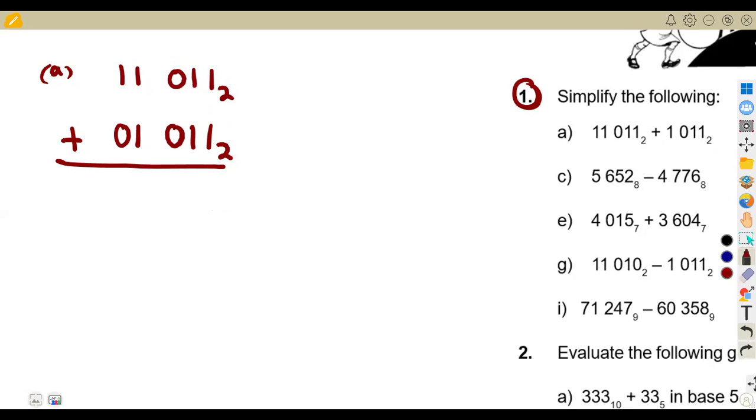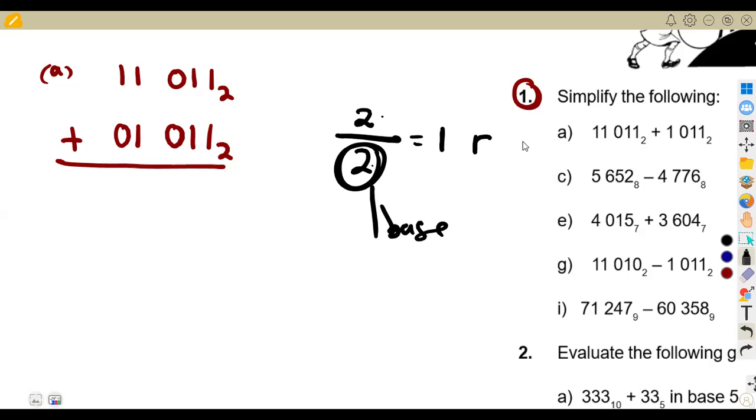So what are we going to do? Since the number is equal to the base, we divide by the base. This 2 is the base, so 2 divided by 2 is going to be 1, with a remainder of 0. Like I said, the remainder is the one that you write in your answer. The remainder is 0, in base 2.